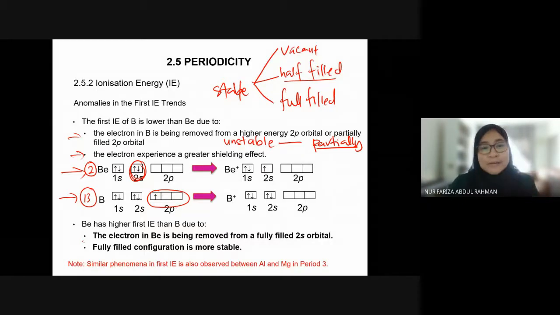Okay, sebab dia unstable. When you try to remove, unstable means energy dia tinggi tau. Okay, energy dia tinggi pada ketika itu. But when you remove the electron from this unstable orbital, it will become stable later on. Okay, so in order to remove the electron from unstable orbital, it will be easier lah, senang.